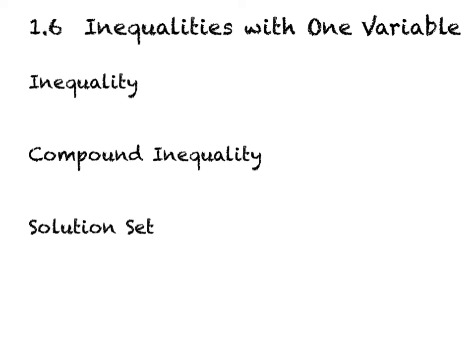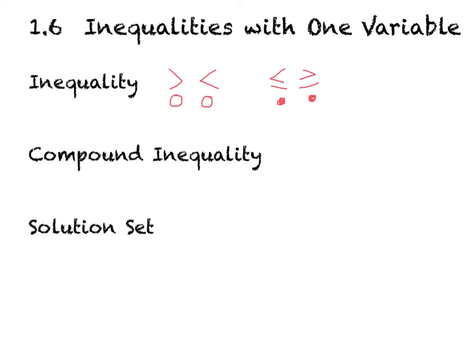So we're going to be looking at inequalities with one variable. We know that an inequality is a greater than sign or a less than sign. On a number line, a greater than sign or a less than sign would be open circles when we graph them on a number line. We also know they're less than or equal to, greater than or equal to, which would be a closed dot on the number line.